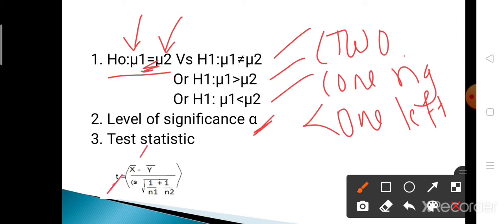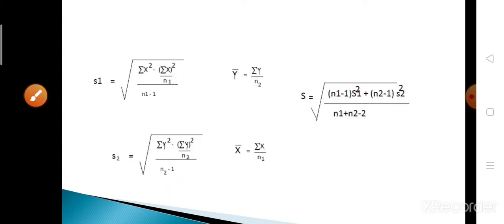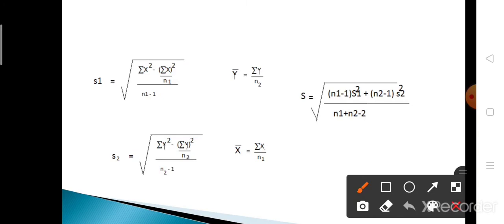T is equal to x bar minus y bar divided by s into square root of 1 upon n1 plus 1 upon n2. What is x bar? Sample mean for the x variable. What is y bar? Sample mean for the y variable. Then how to calculate s? Let's see. First of all, calculate S1 square and S2 square, because for finding the value of S we need the values of S1 square and S2 square.